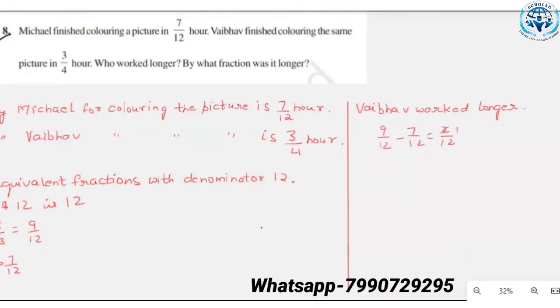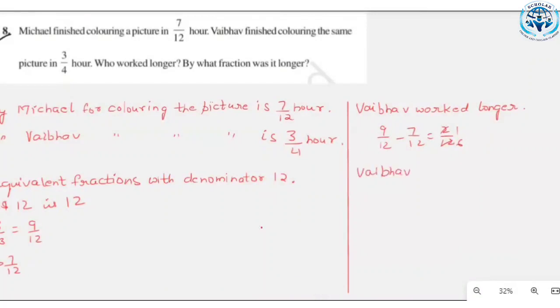The second part is, by what fraction was it longer? We will subtract 9 by 12 and 7 by 12 and get 2 by 12. By simplifying, we will get 1 by 6. So Vaibhav took 1 by 6 hour more than Michael.